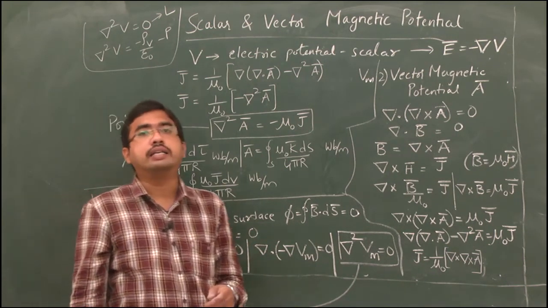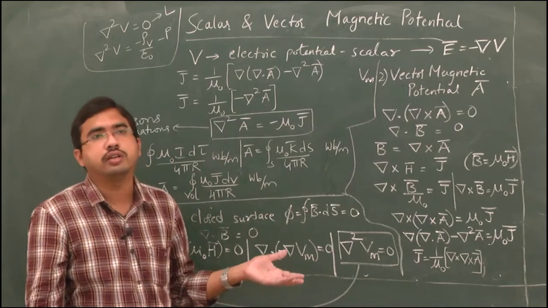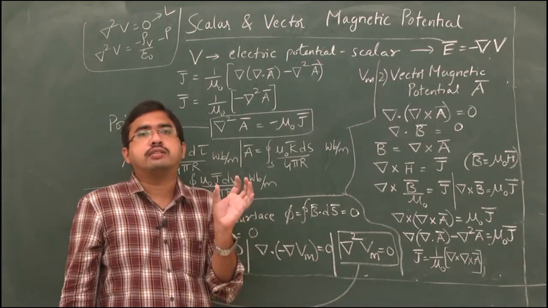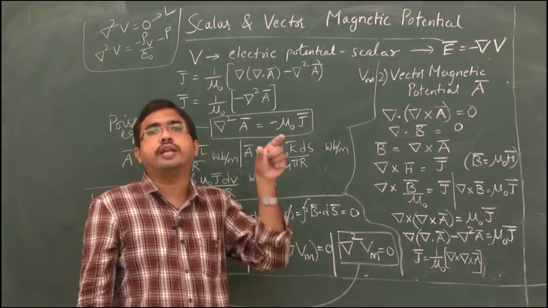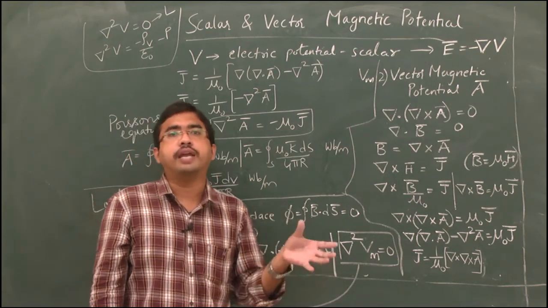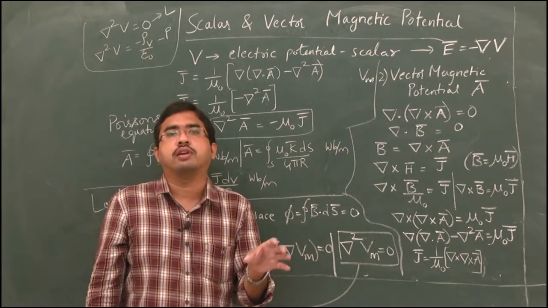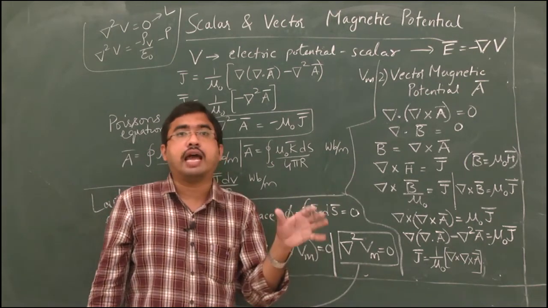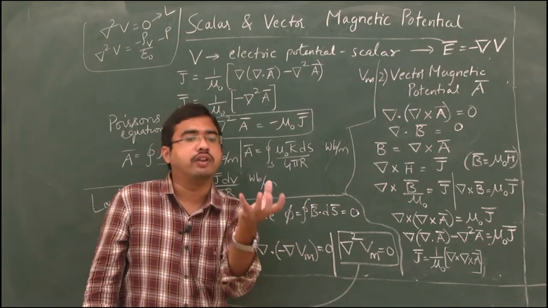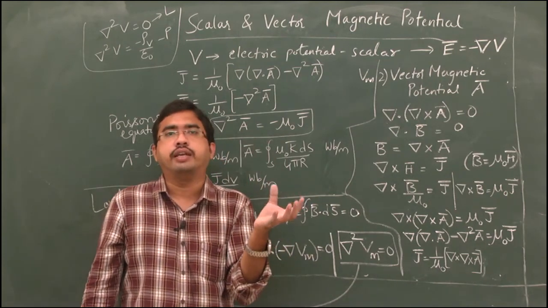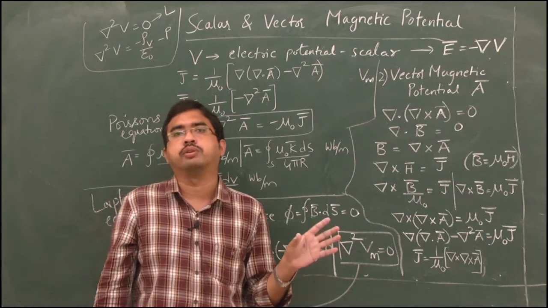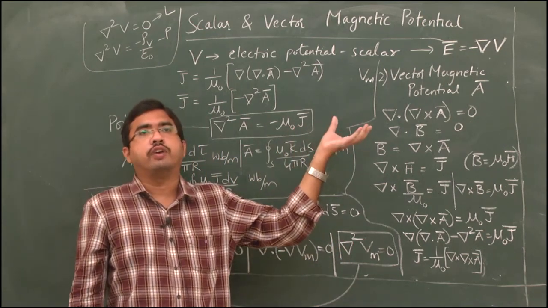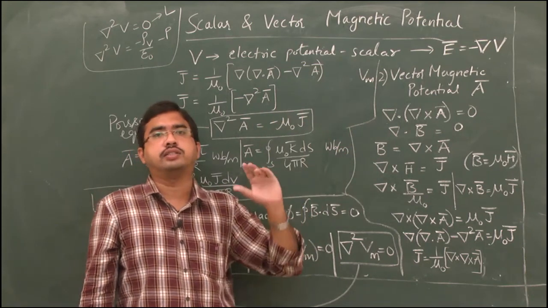Due to that magnetic levitation concept only those trains are running. That means an object is suspended in space without any support, only based on the magnetic force. That magnetic force will balance the gravitational force and it will hold the object in space without any support. Okay, that is the application of this magnetostatics. Very good application, magnetic levitation trains.